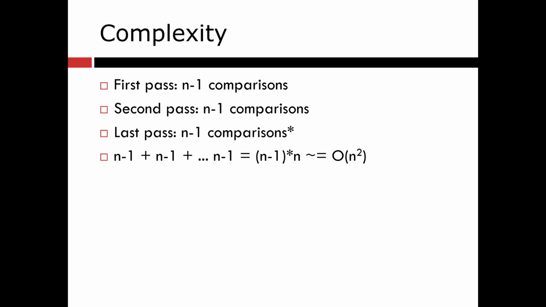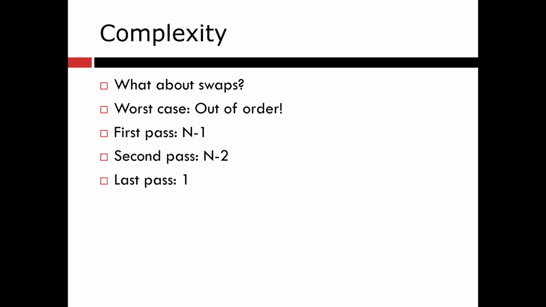That's not great. Now, what about swaps? Our worst case is going to be out of order, and that means we're going to have to swap everything: n-1, then n-2, then n-3 down to 1. And we already determined from our insertion sort that's going to be an n squared divided by 2 plus n kind of situation, which is n squared. Again, that's worst case complexity for our bubble sort.